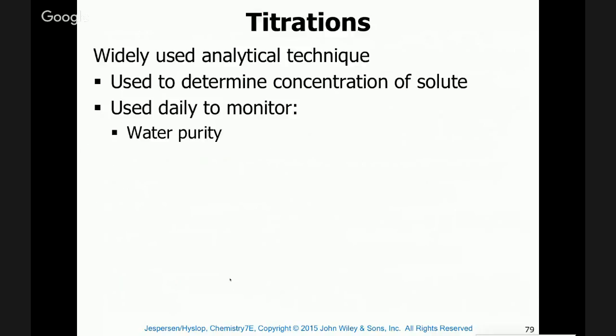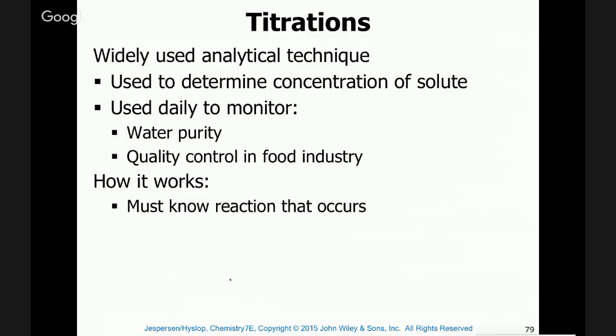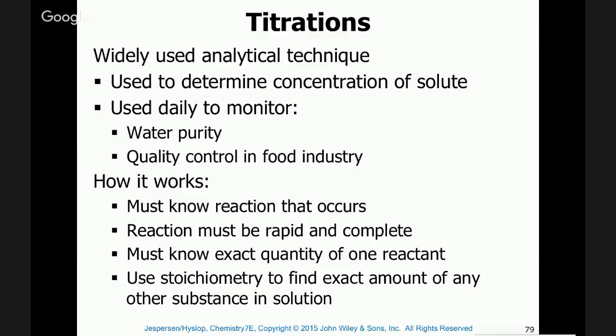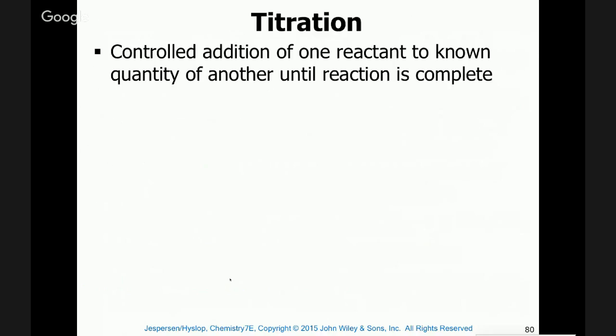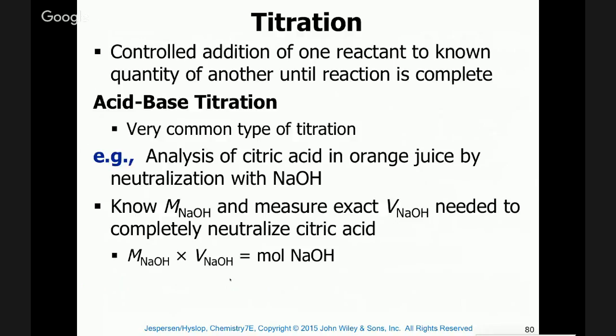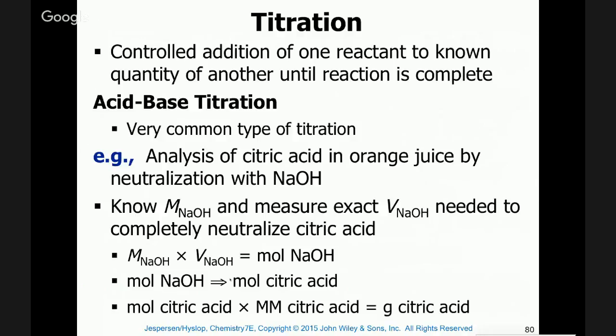Titration is widely used to determine concentration of solute. Full addition of one reactant. Acid base is a very common type of titration. So if we know the molarity of sodium hydroxide and measure the exact volume of sodium hydroxide needed to completely neutralize citric acid, we can figure out the moles of citric acid and the grams of citric acid.